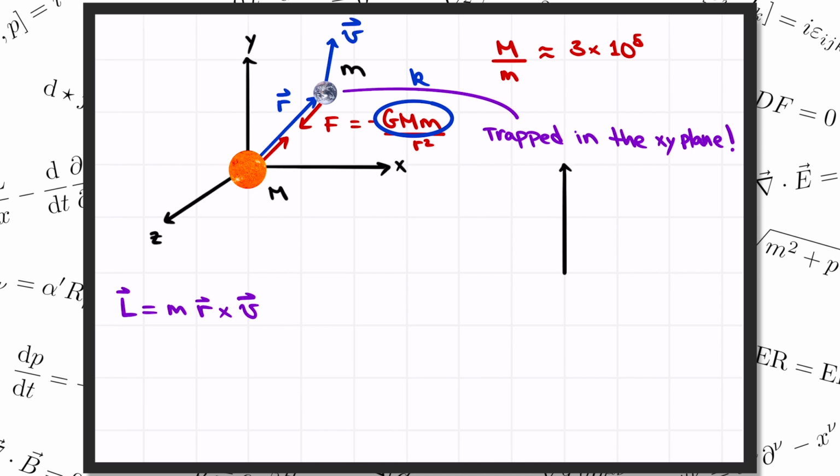Let me draw them over here to explain what that means. So here's our position vector r and our velocity vector v. Again, both of them are in the xy plane.